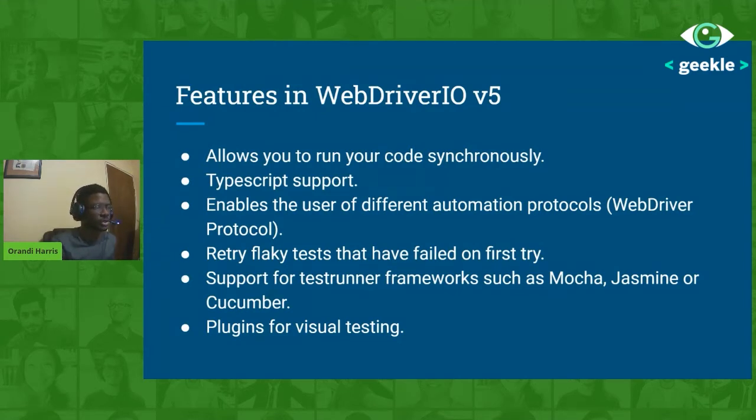It allows you to also retry tests that have failed. Sometimes your tests can be a little bit flaky because of different reasons, so you have the ability to do retries if you want. The framework has support for different test runners, such as Mocha, Jasmine, or Cucumber. And it also has plugins for visual testing.